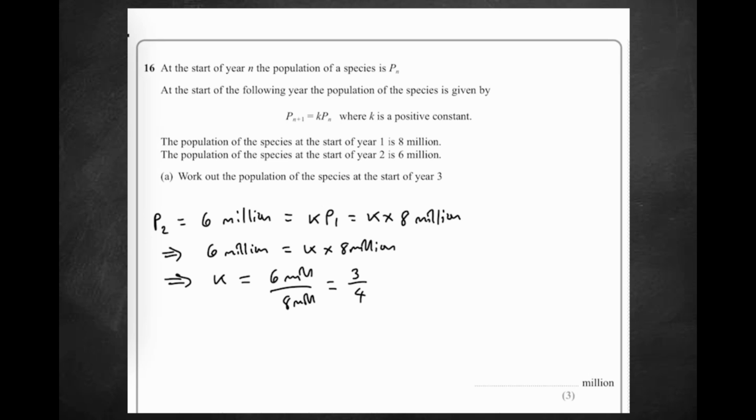So, if we want the population of the species at the start of year 3, we want P3 equals 3/4 multiplied by 6 million, which is just going to be 4.5 million.